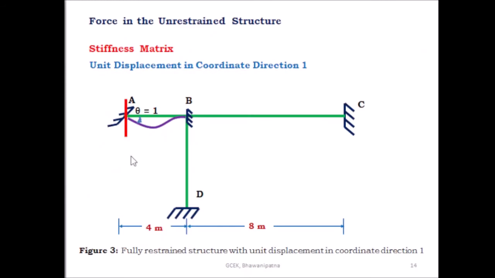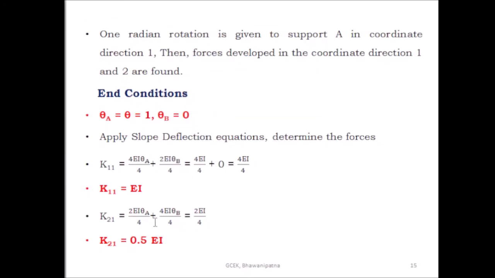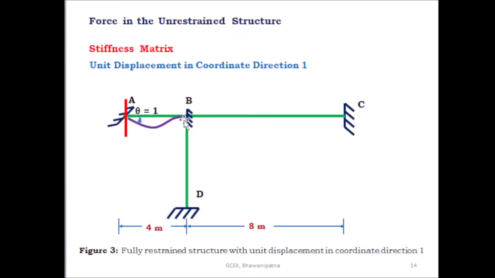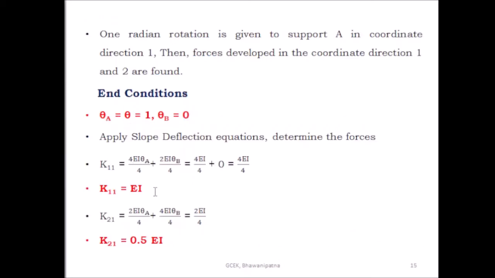So due to this unit displacement at coordinate 1, what is the force at coordinate 2? This is coordinate 2. So what is the force here, K21, due to the unit displacement at coordinate 1? What is the slope deflection equation here? 4EI theta B by L plus 2EI theta A by L, where L is equal to 4, so 4EI theta B by 4 and 2EI theta A by 4.